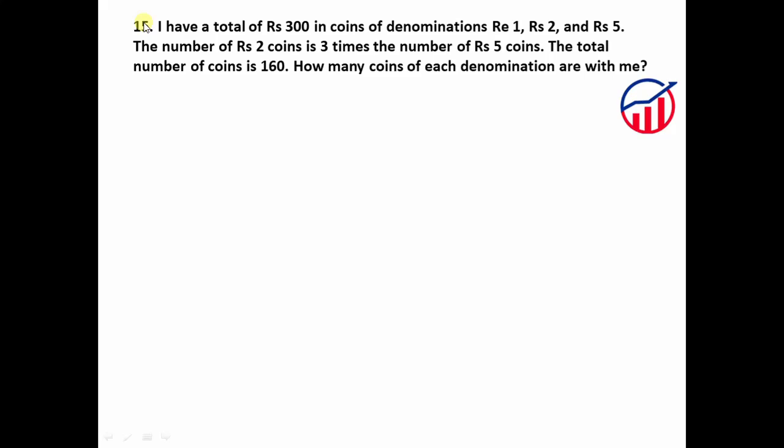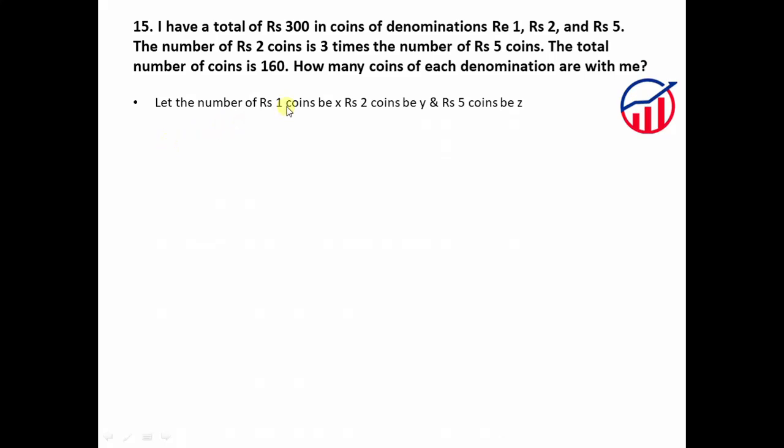So question number 15: I have a total of rupees 300 in coins of denominations rupees 1, 2 and 5. The number of rupees 2 coins is 3 times the number of rupees 5 coins. The total number of coins is 160. How many coins of each denomination are with me?